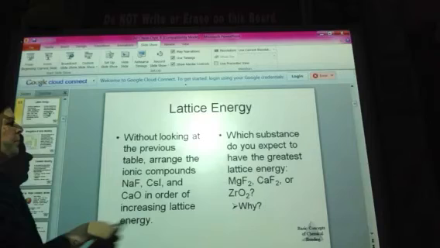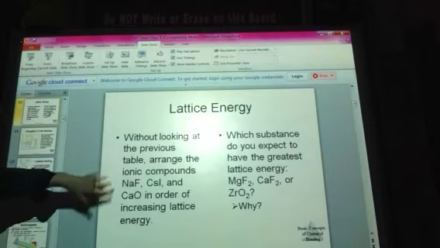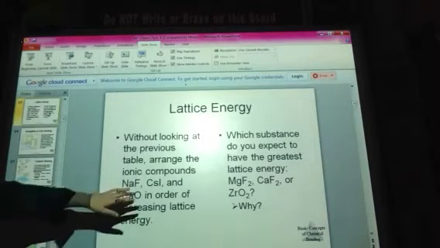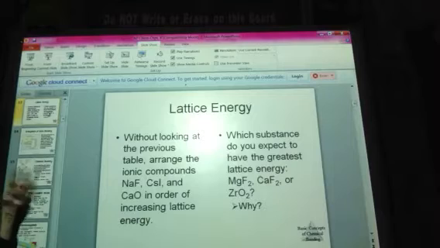So if we look at this example here, it says without looking at the previous table, so without looking at some calculated values that we have for lattice energy, arrange the ionic compounds sodium fluoride, cesium iodide, and calcium oxide in order of increasing lattice energy. So you have 3 different compounds here.